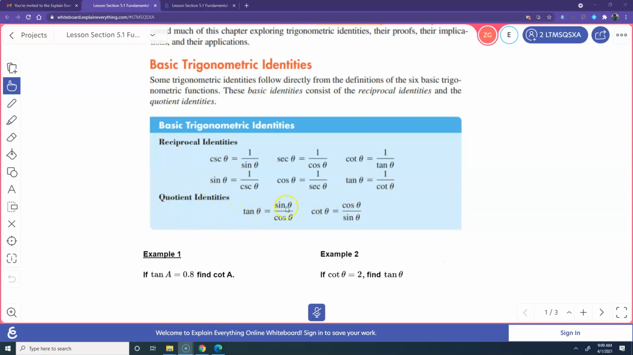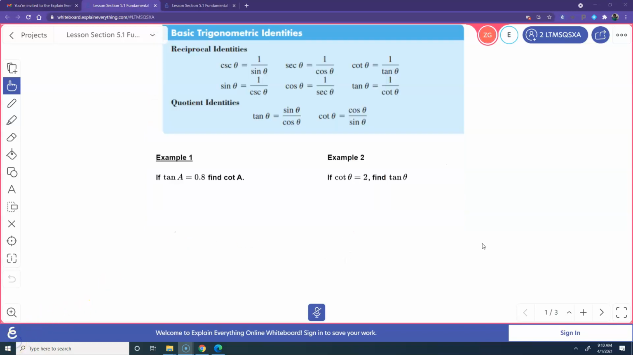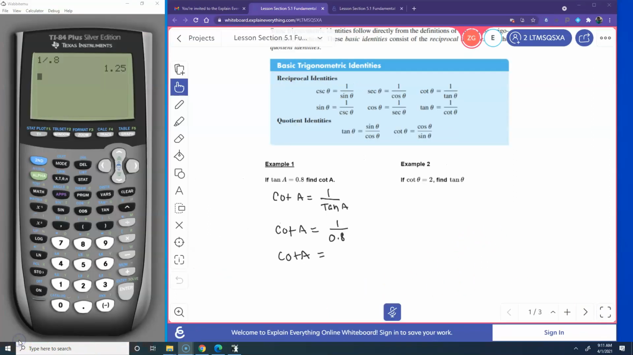Quotient identities: tangent is sine over cosine, and cotangent is cosine over sine. So for example 1, we know that tangent A is equal to 0.8. Well, we need to find cotangent A, and we know it's a reciprocal, 1 over tangent A. So cotangent A is 1 over 0.8. Since we know it's a reciprocal, it's going to be 1.25.